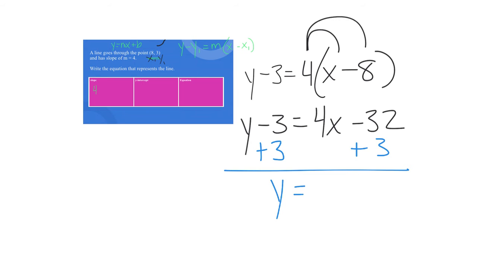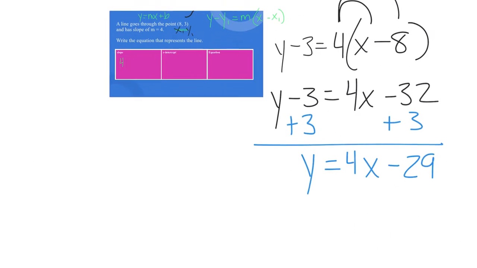And now I have y equals 4x. Adding 3, which is really then subtracting, would be minus 29, right? Or negative 29 minus 29 is our problem. So let's look back over here. I know it's a lot of zooming in.